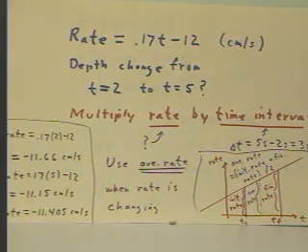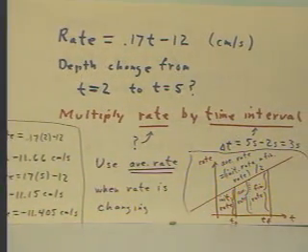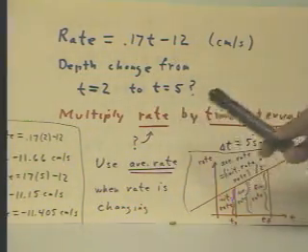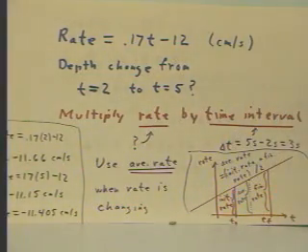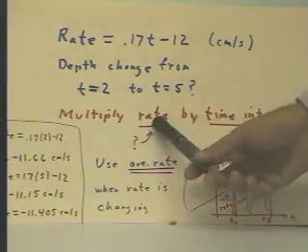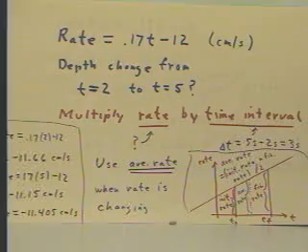Now we know that when we have a rate in a time interval, we get the change in a quantity by multiplying the rate by the time interval. For example, if we're making $20 an hour and we work for 4 hours, we're going to make $80. If we're moving at 50 miles an hour and we move for 6 hours, we're going to move 300 miles. In each case, we're multiplying a rate by a time interval.